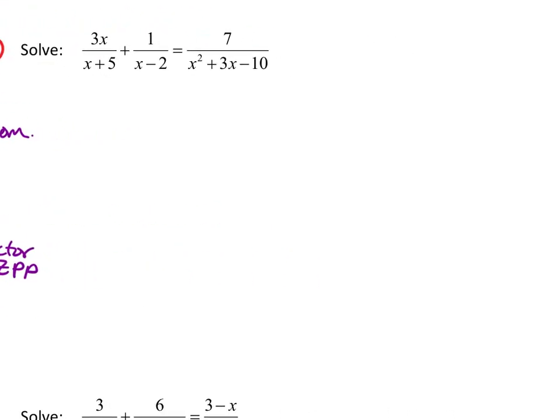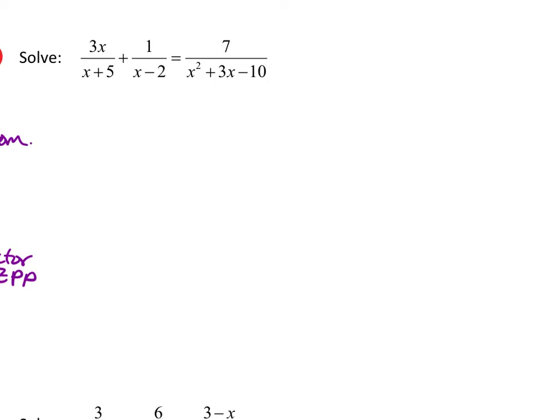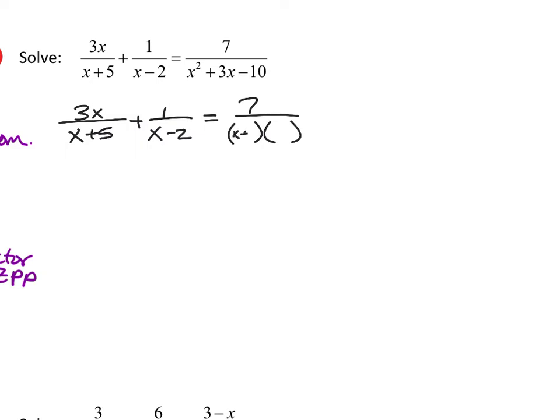Okay, this one's a little bit more complicated, so we actually have to add in a step that we didn't do on the next one. We need to factor all of these denominators just to make sure that we can find a common denominator. So we have (3x + 5)/(x + 5) + 1/(x - 2) equal to 7 over, and then we factor that quadratic, which would actually factor to (x + 5)(x - 2).